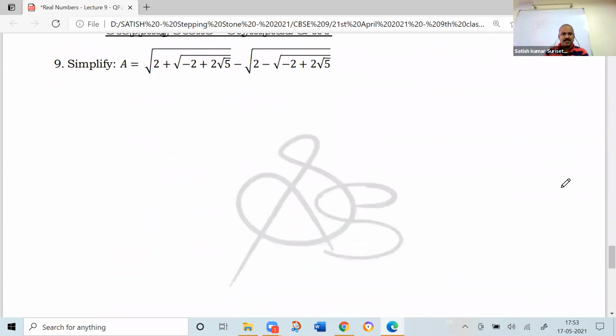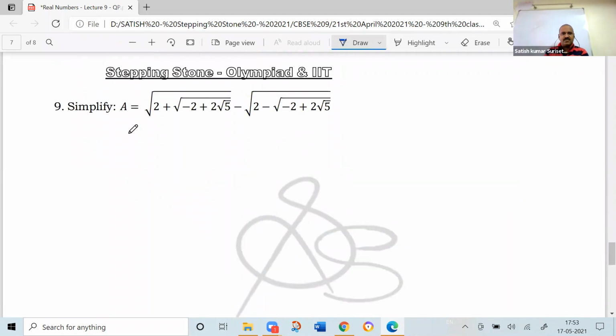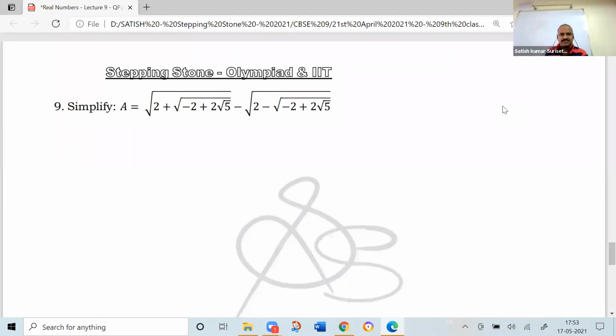This is another Olympiad problem. Simplify: root of 2 plus root of minus 2 plus 2 root 5, minus root of 2 minus root of minus 2 plus root 5. So here also let us go for a substitution. Let us take this as A and this entire as B. Now that means capital A will become now A minus B.